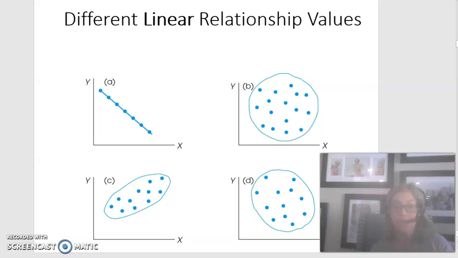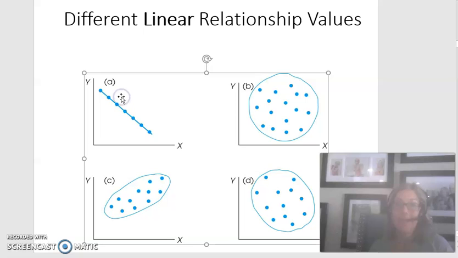That would be the first question. Which one is going to give me the weakest correlation? That would be the second question. First question, this guy, A. A is going to give me the strongest.